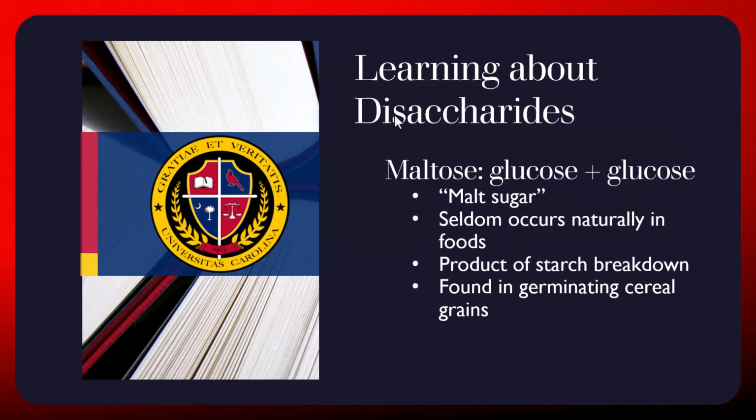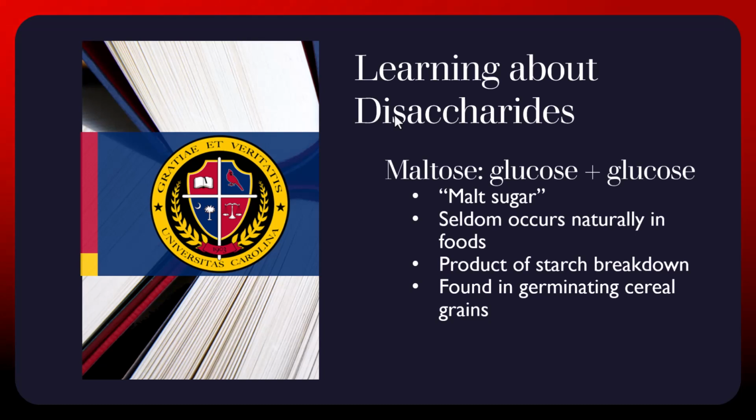Now, when we combine glucose and glucose, we get maltose. Maltose is the malt sugar. It seldom occurs naturally in foods. It's the product of starch breakdown and is found in germinating cereal grains.